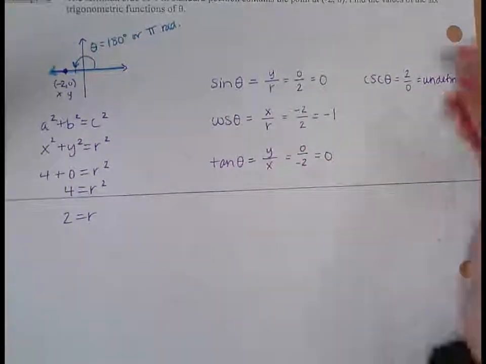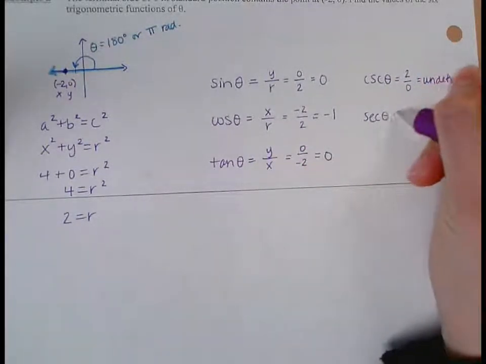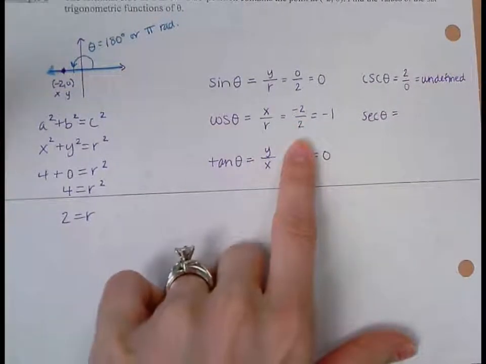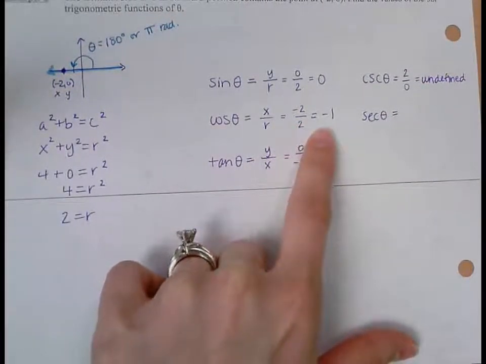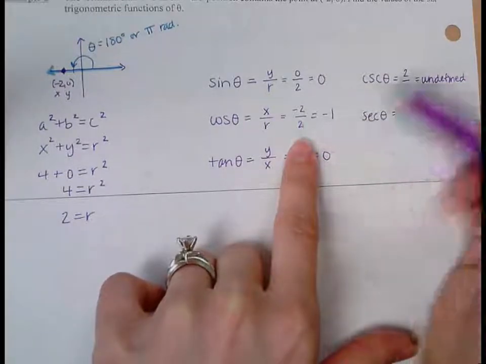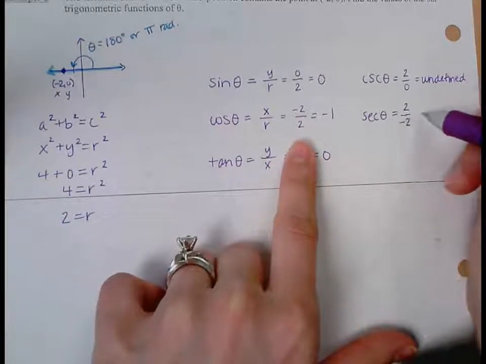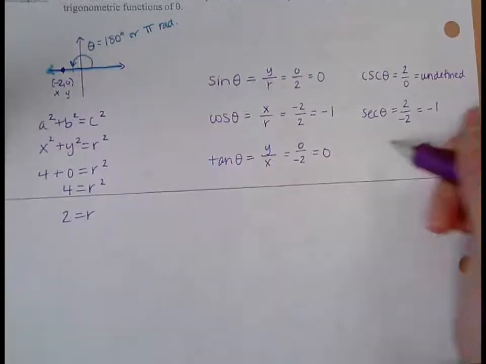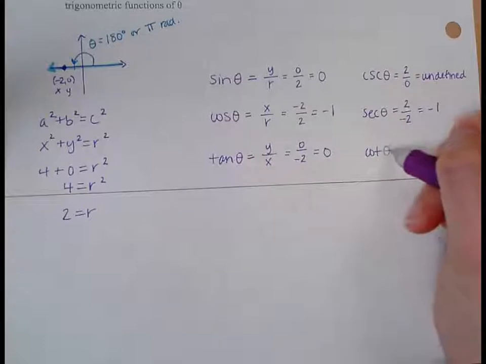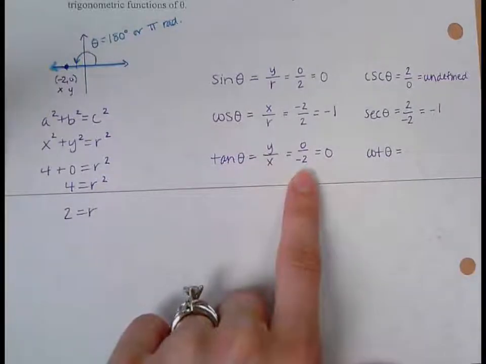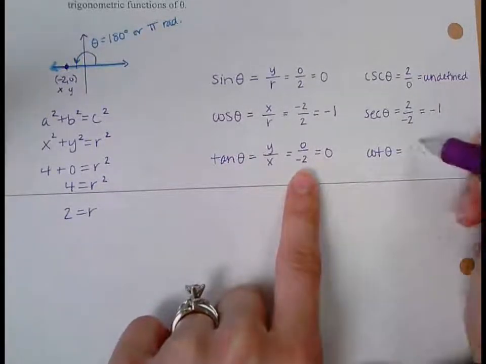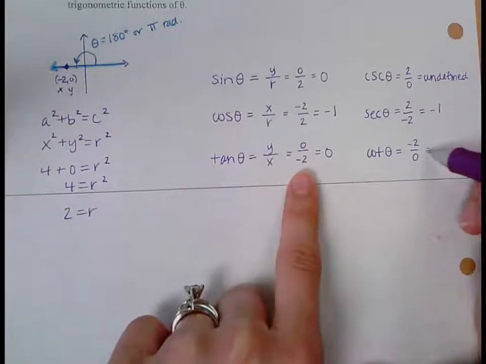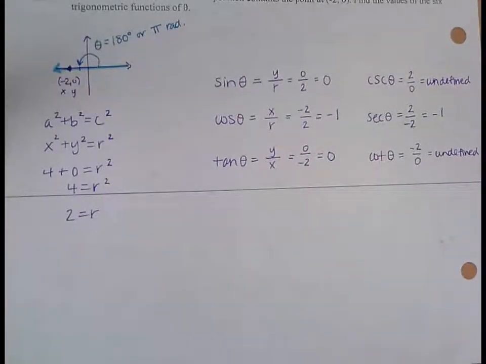And then the reciprocal of cosine of theta is secant of theta. You could just go off the reciprocal of negative 1, or go back to negative 2 over 2, which would be 2 over negative 2. If you flipped it, it's still negative 1. And then the reciprocal of tangent is cotangent of theta. Similar to sine and cosecant, here I would have negative 2 over 0, which is undefined. So cosecant and cotangent of 180 degrees are both undefined.